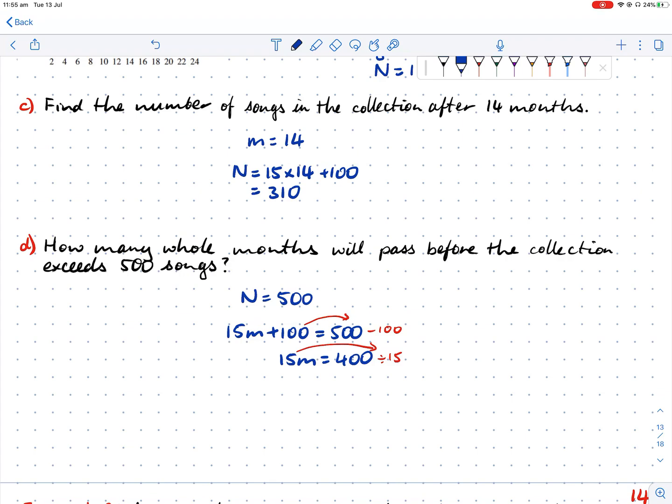And we get m equals 26.66 repeating. So we want to look at how many whole months will pass before it exceeds. If we round it down to 26, we're not quite at 500 yet. So we need to round this number up. M is 27 months. So 27 months need to pass before we've got more than 500 songs.